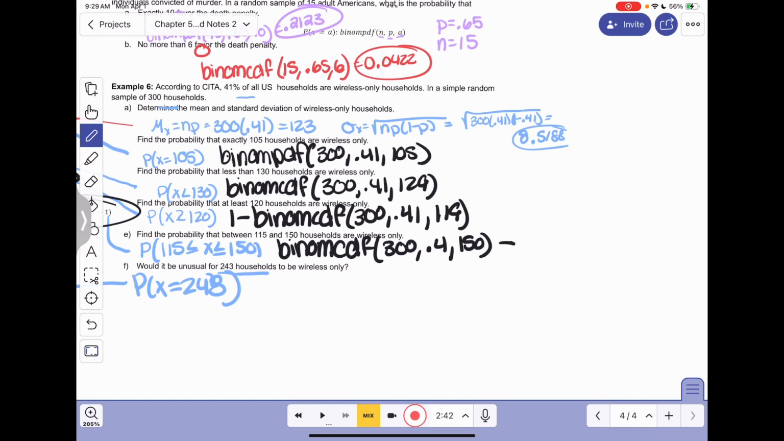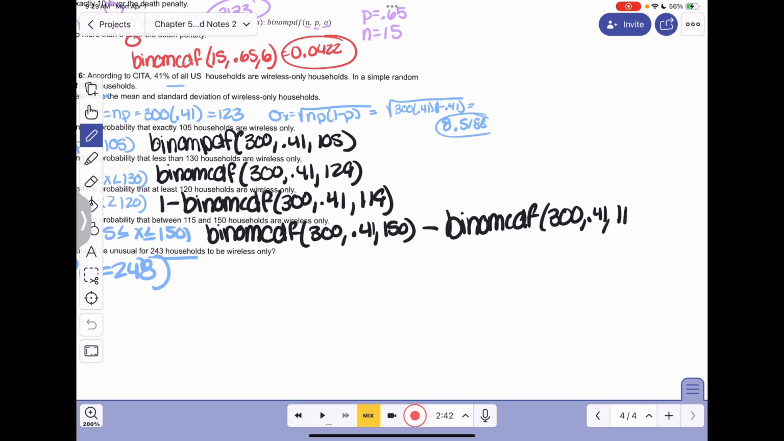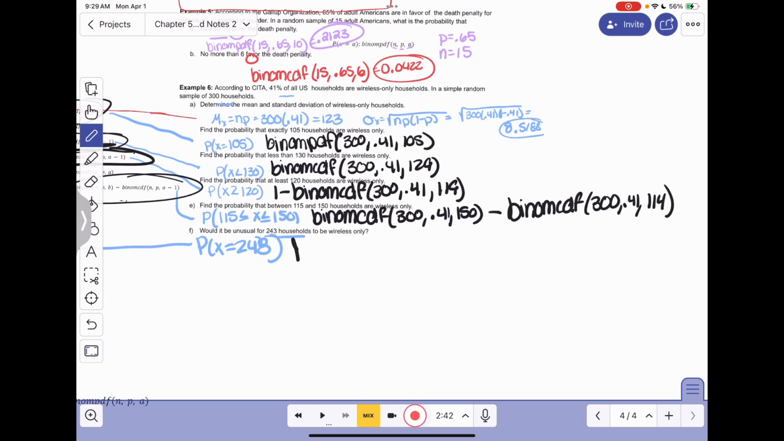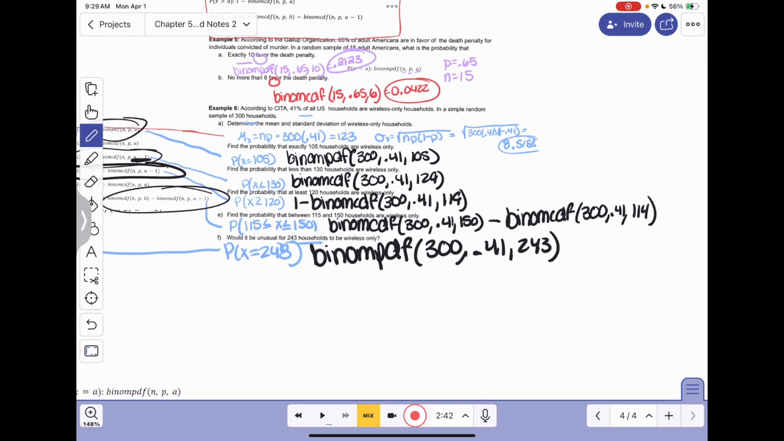And then minus binomial CDF, N is 300, P is 0.41, and then it says A minus 1, so it'd be 114. And then we're back to the exact for F, so binomial PDF, 300, 0.41, 243. So now we would type those in our calculator.